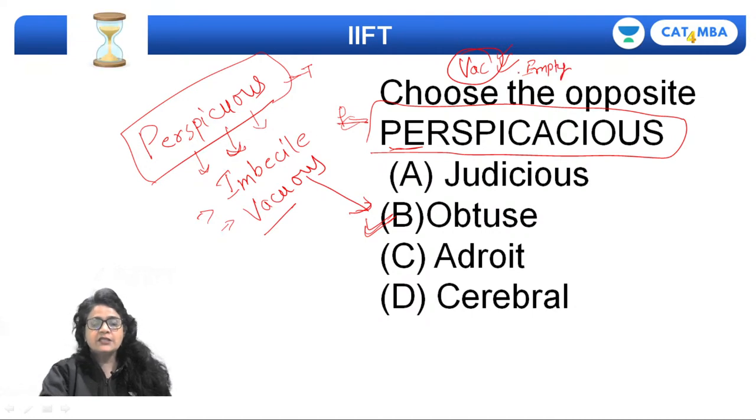Vacation, khali time, empty time you have. Vacancy and vacuum, evacuate, to empty a place. उसी से है empty headed. ठीक है? So vacuous, obtuse, imbecile, all are same. That means no intelligence.